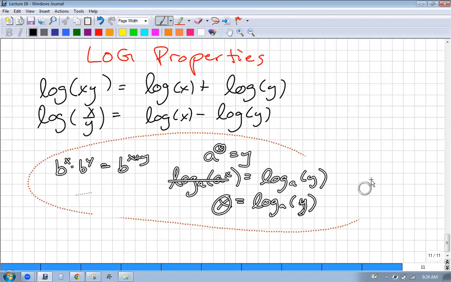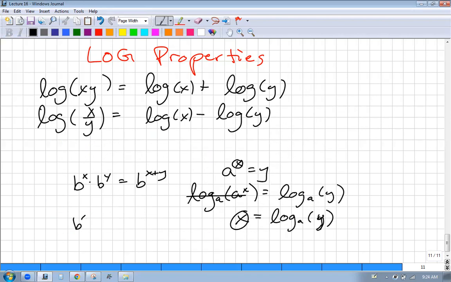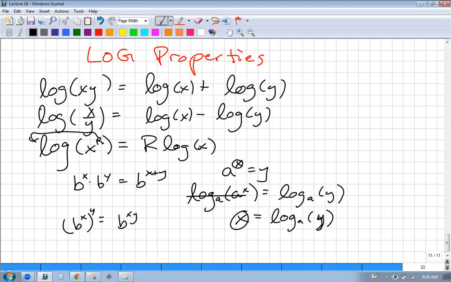And this kind of comes from the power rule. For exponents, if I have b to the x to the y, an exponent to an exponent, you multiply them. So if I have log of x to the r, I can pull this out front. This is r log of x. The log is an exponent, so you can multiply them. Those are the rules you can use for logs to simplify equations before you start taking derivatives. Those three things.